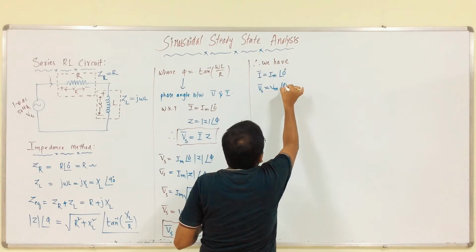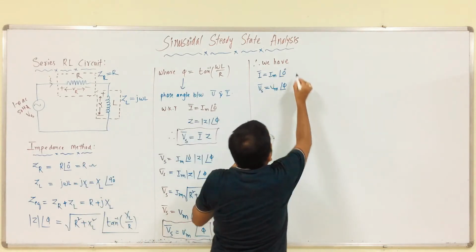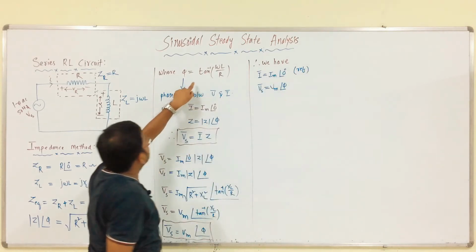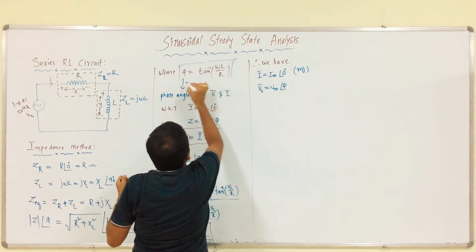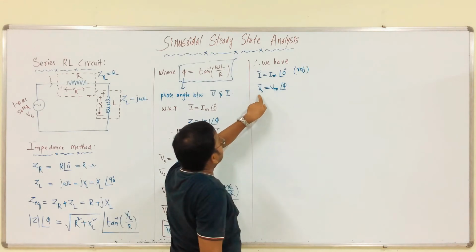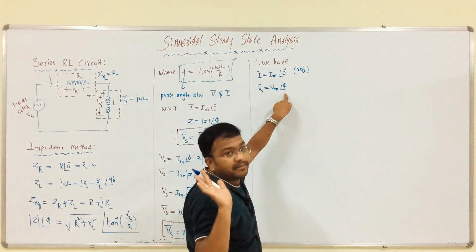Listen all of you carefully, this is a very important observation. So, this is taken as reference, right? With respect to this, we got impedance, tan inverse omega L by R, which is nothing but the phase angle between current and voltage. Here we got V s equals V m at an angle phi. Then tell me which one is leading, which one is lagging.